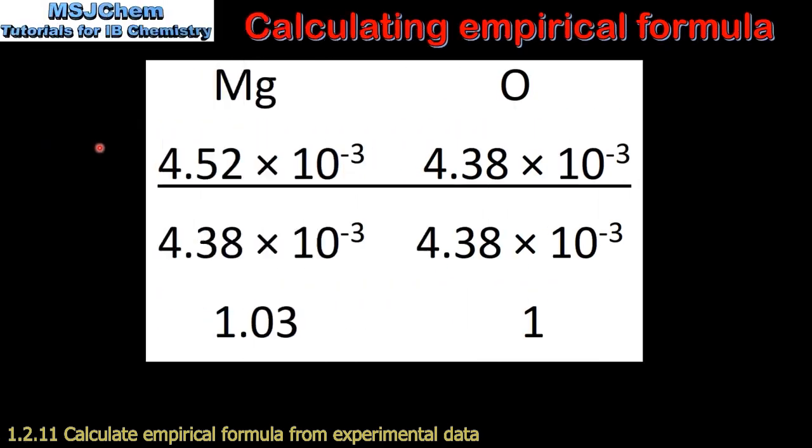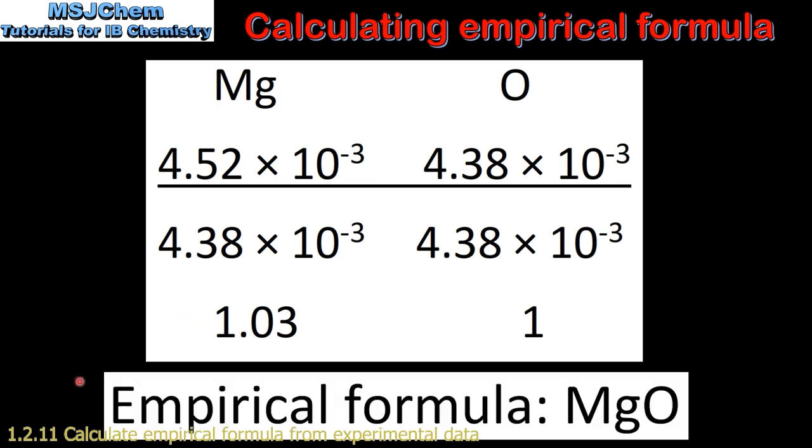The final step is to divide the amount in moles of magnesium and oxygen by the smallest amount. So when we divide by the lowest amount, which is 4.38 times 10 to the negative 3, we get the lowest whole number ratio of atoms in the compound. So from this experimental data, the empirical formula of magnesium oxide is MgO.